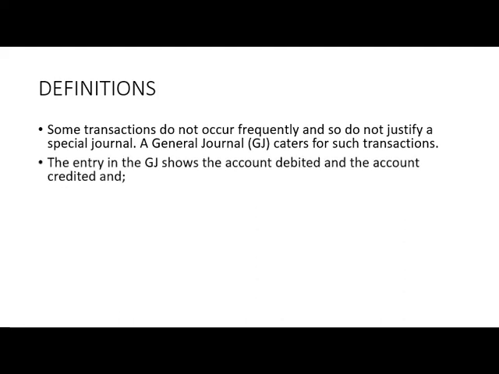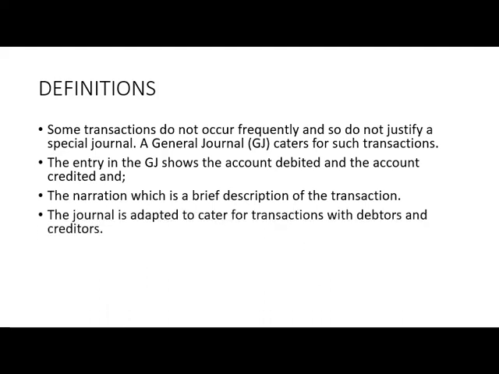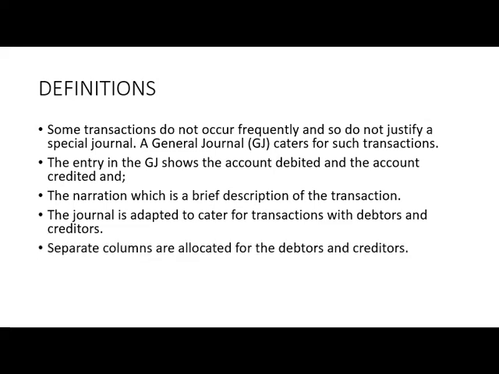The entry in the general journal shows the account debited and the account credited, as well as a narration, which is a brief description of the transaction. The journal is adapted to cater for transactions with debtors and creditors. You will see that as we go through examples. Because we adapted it, we're going to have separate columns for debtors control as well as creditors control.